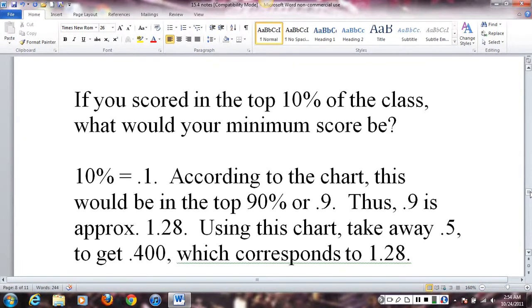So again, to review, I want to know if I'm in the top 10%. That means I'm in the 90th percentile. So I want to find 0.9 on my z-chart. Now based on this chart we have in the book, which you'll be allowed to use in tests and quizzes and such, we need to take away 0.5 because it's only half. So what we're actually looking for is 0.4. So if you look in your chart, look for 0.4, and there it is. That corresponds to a z-score of 1.28.